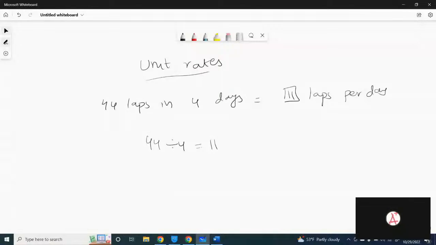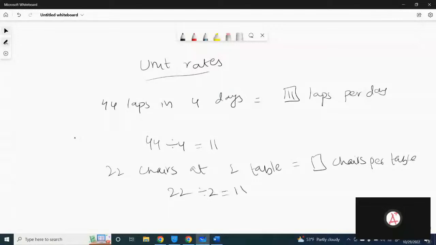Okay, the next example is 22 chairs at 2 tables. So you need to see how many chairs per table. So just divide 22 by 2, so it would be 11. That means you have 11 chairs to each table. Got it? Okay, let's just start with a test for the topic.